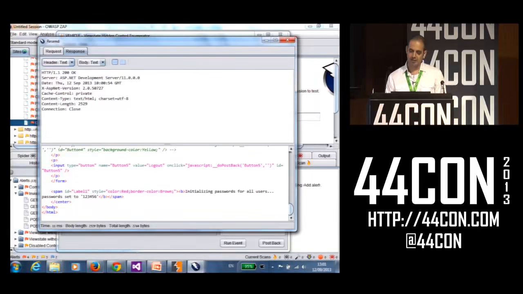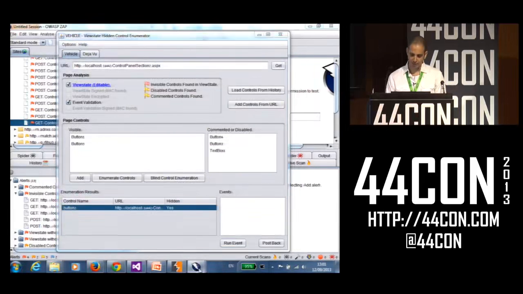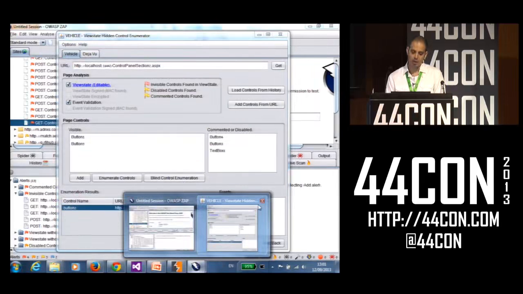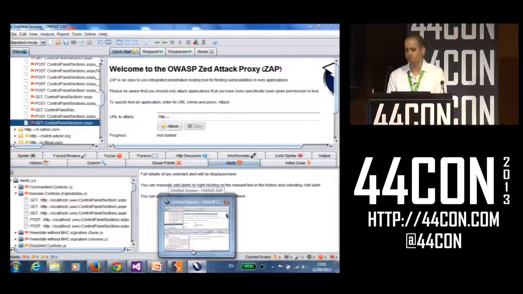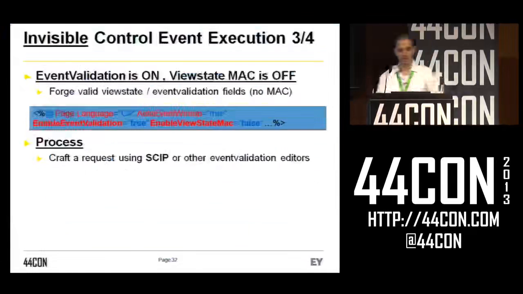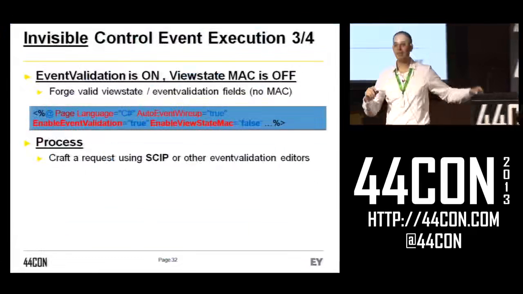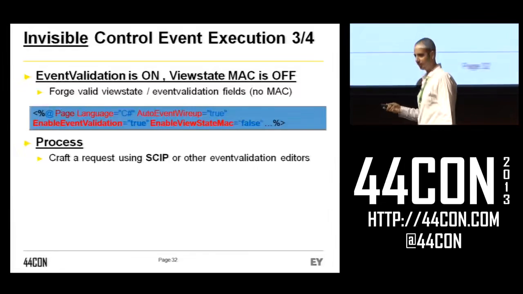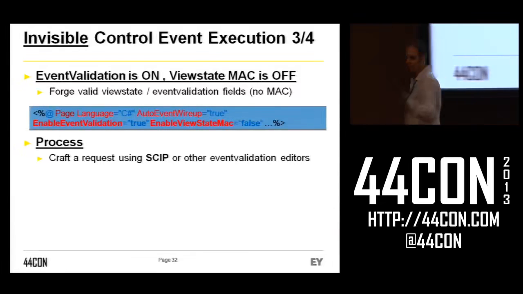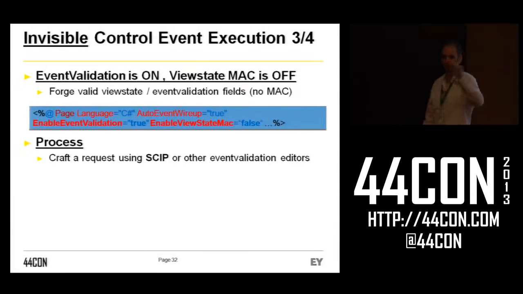Now, that's the first case. It's very simple because all I had to do was to change one parameter. I can do it, again, using tools such as Vehicle or even manually if I guess the name. But it gets a bit more complicated when it's the other way around, when the MAC is off, but the event validation is on. When the MAC is off, I can mess around with all the fields. I can mess around with the event validation and the viewstate and change them, and nobody will know.